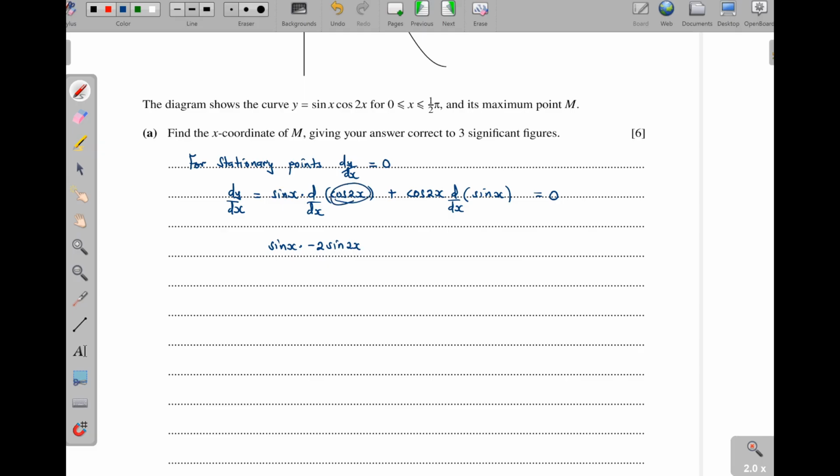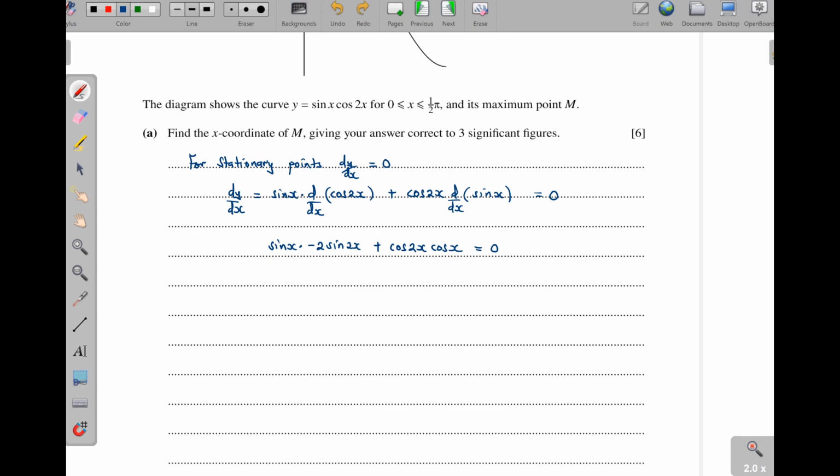Okay, when you differentiate cosine, you get a negative sign, not so? But then you enter inside here and you also differentiate the angle, then you multiply through. That's why you are seeing a 2 here, okay? Then next, plus, this will be cos of 2x. When you differentiate a sine, you get a cosine, a positive sign. And then this one is equal to 0.